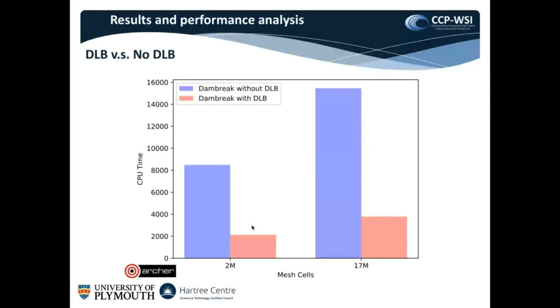So next is comparing dynamic load balancing versus no dynamic load balancing. So this is dynamic. We can see with a smaller number of mesh nodes, you got a speed up of about 4, whereas with a larger number of mesh nodes, you got more than 5 times speed up just by using dynamic load balancing libraries.